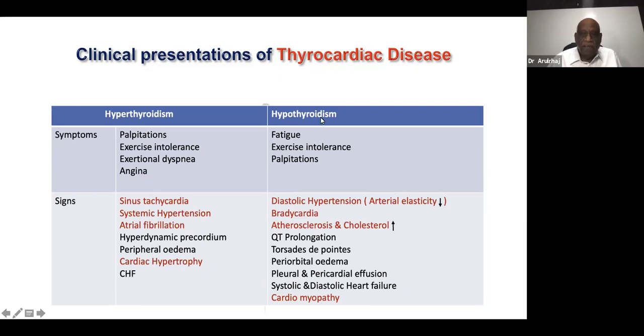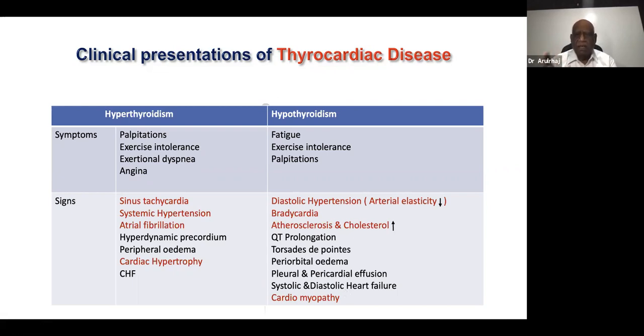In hypothyroidism, there is fatigue, exercise intolerance, palpitation. You have diastolic hypertension due to decreased arterial elasticity, and bradycardia is the hallmark, QT prolongation, torsades de pointes, periorbital edema, pericardial effusion, again very classical, and heart failure, systolic or diastolic, or both, cardiomyopathy.